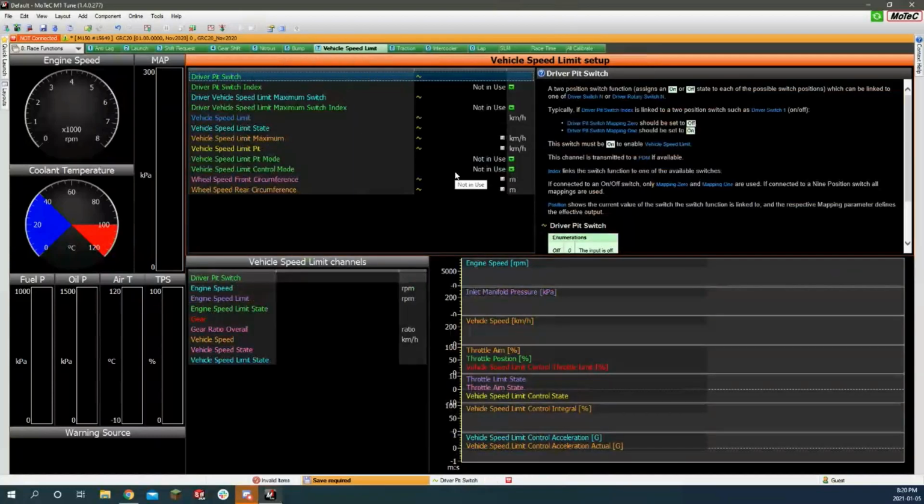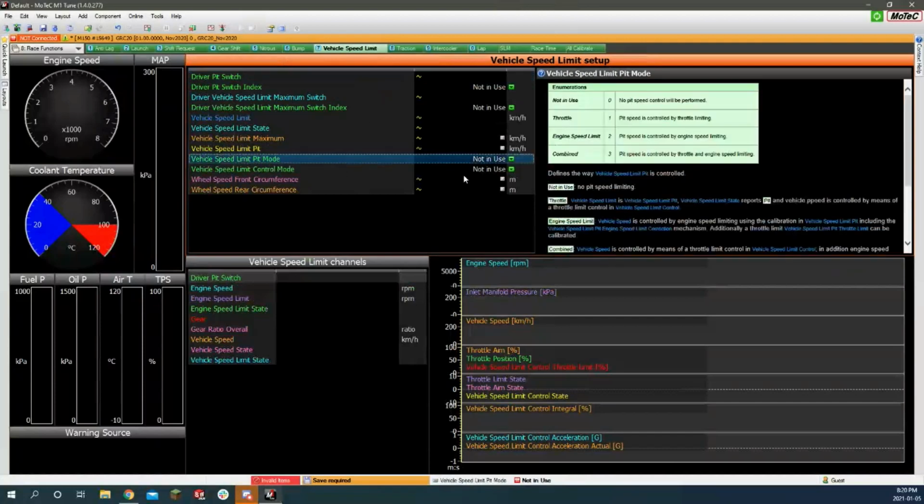You can set your speed limits. We don't need vehicle speed limits, but you can do that, and you can have it on a switch too. You can do pit control, which is pretty cool. They use that in professional racing. You hold the button down, or you have a toggle button, and it'll limit your speed to the maximum allowed in the pits, so you can go as fast as possible without going over the speed and getting a penalty.